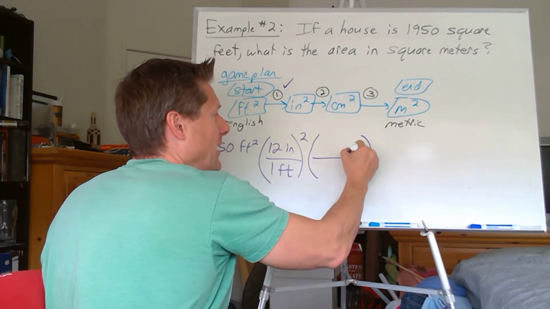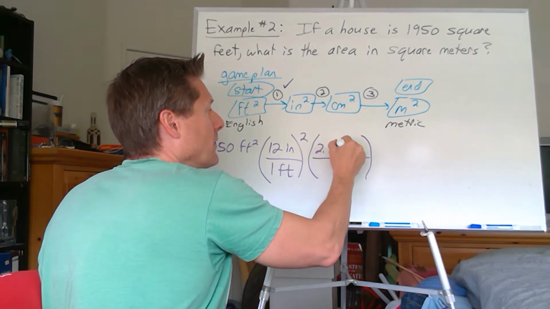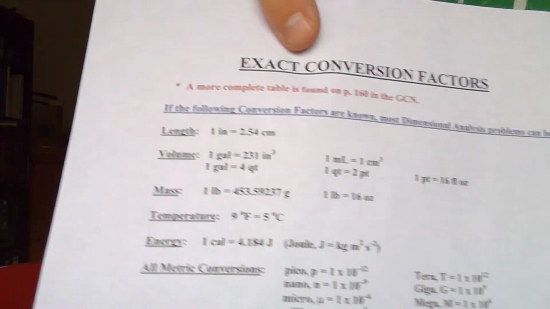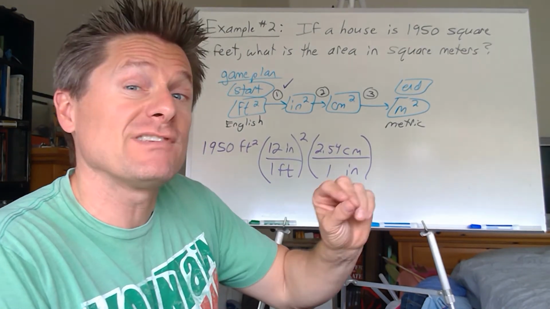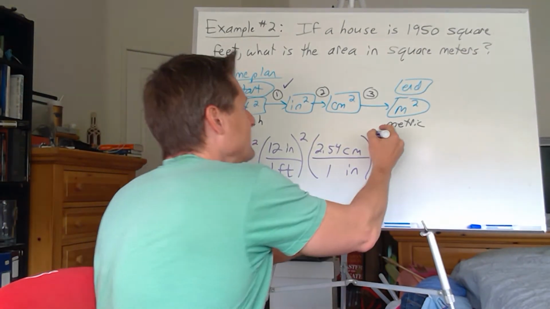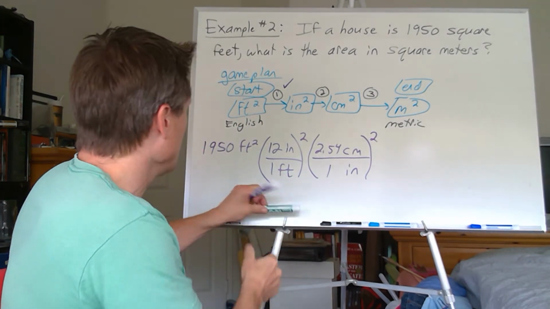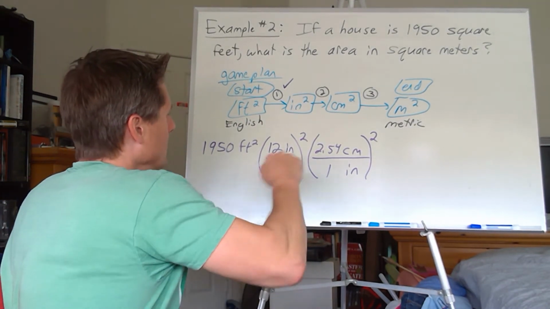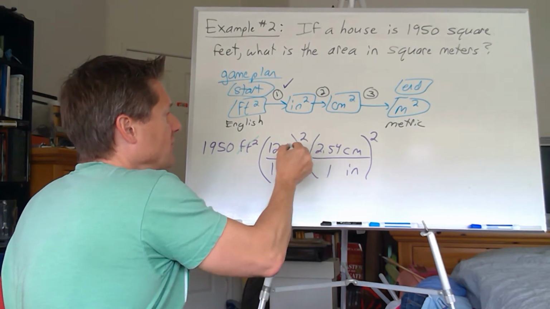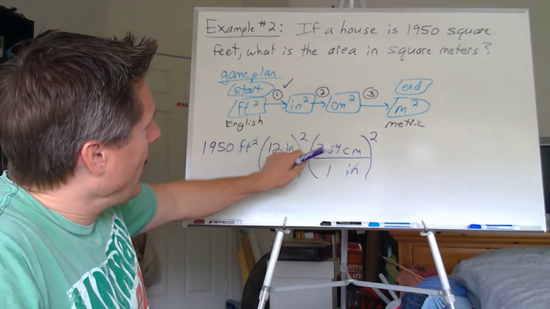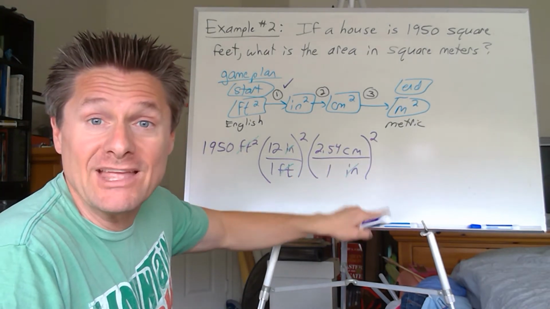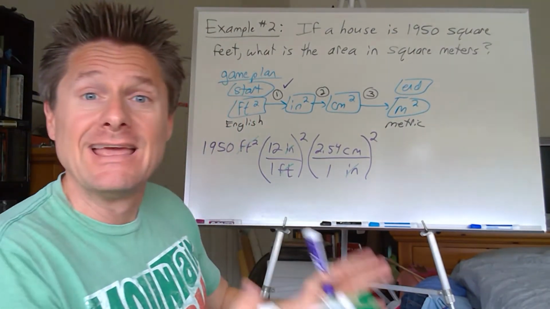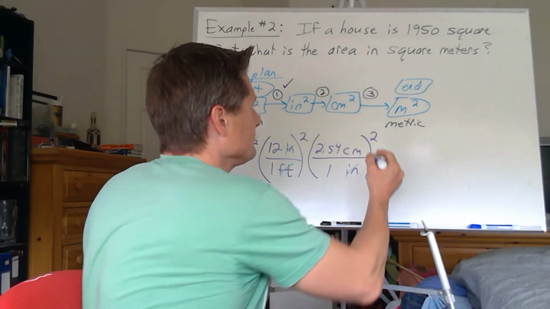So we want inches on the bottom, centimeters on the top. This tells me there's 2.54 centimeters per inch, right? But that's not squared. It's not 2.54 centimeters squared per inch squared. It's 2.54 centimeters per inch. I need to do that twice, like that, right? So feet squared cancels out feet squared. Inches squared cancels out inches squared. So you square the 12 inches, the 1 foot. You square the 2.54 centimeters, the 1 inch. All numbers and units inside the parentheses get squared in the process.